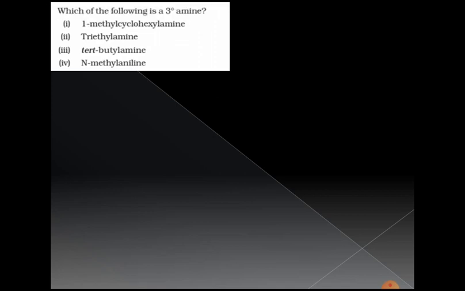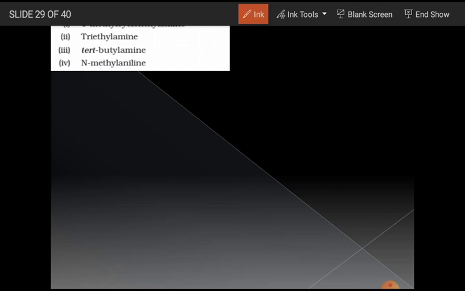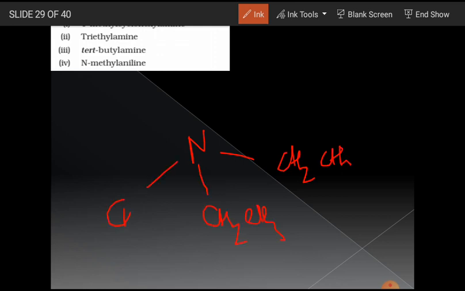So let's do this question. Which of the following is a tertiary amine? So it is triethylamine. Sorry, primary amine is asked over here. So it should be triethylamine, because what is the structure of triethylamine? We have CH2CH3, CH2CH3, and another CH2CH3. This is the structure of triethylamine. So answer should be option number 2.